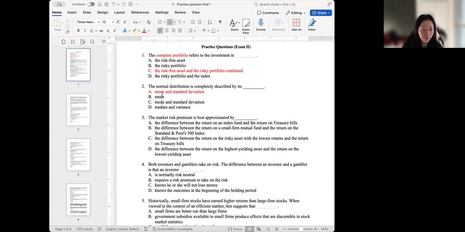So only with mean is not able to determine it. Only with standard deviation is not able to determine it. We have to know both of these.